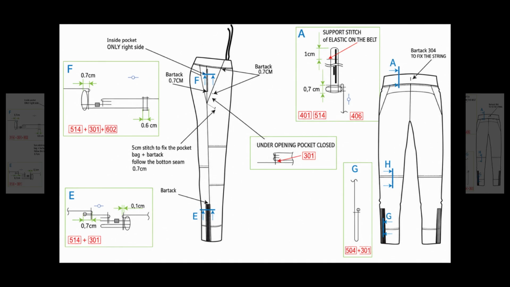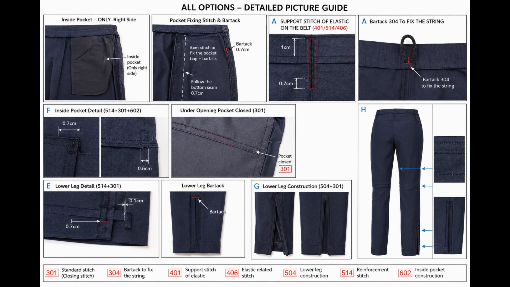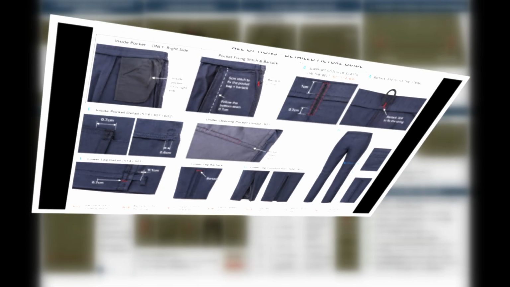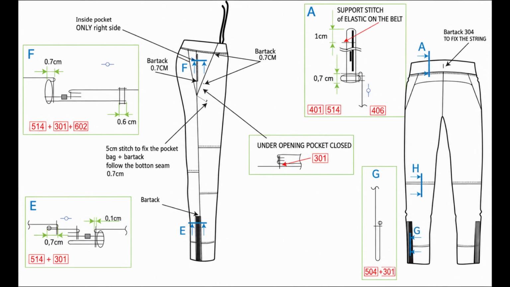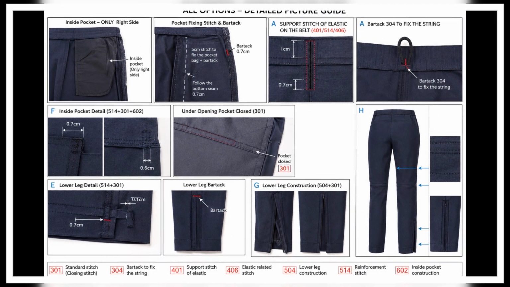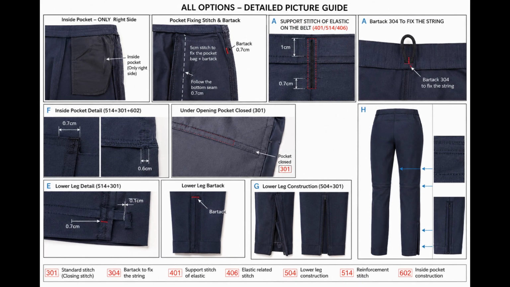8. Detail G, lower leg construction. Detail G represents the lower leg construction. Operation references 504, 301. The lower leg must be assembled according to the specified sewing sequence. Important points. Maintain the correct seam allowance. Keep the leg seam straight. Make sure the lower leg construction is properly secured. Avoid twisting of the leg panel during assembly. The final appearance should be smooth and clean.